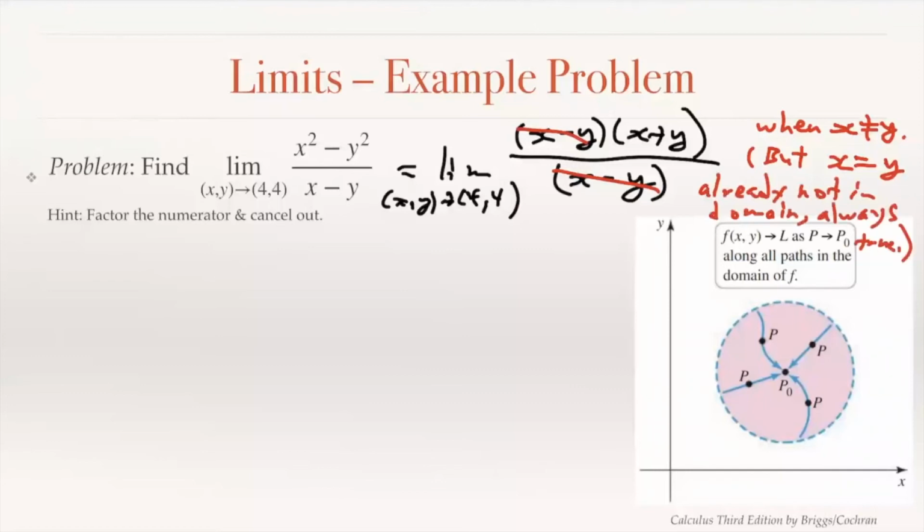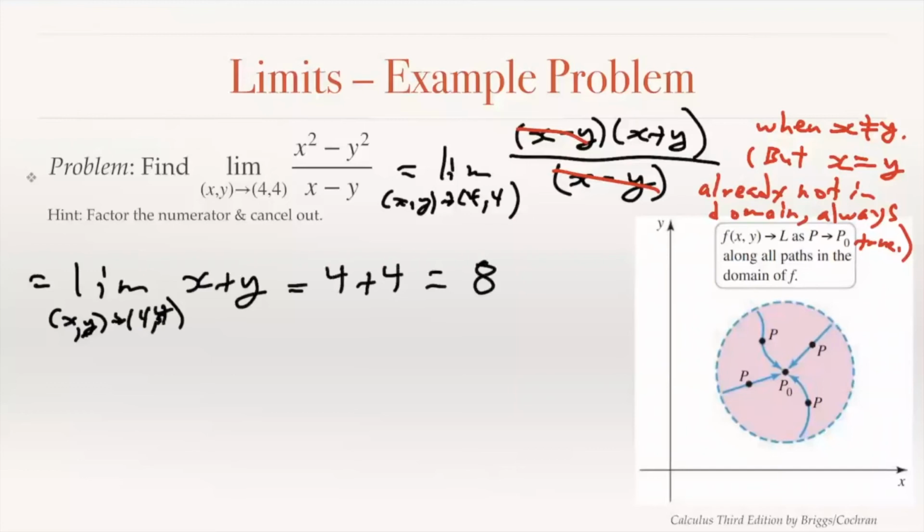And that means that it is always the case, because again, limits only make sense for values that are in the domain. If something's not in the domain, there's no sense in which it can be a valid approach, because it's not in the domain of the function. So this is exactly equal to the limit as (x, y) approaches (4, 4) of x plus y. And at that point, it's nice and continuous, linear in fact. So we can just plug in: 4 plus 4 is 8. So that limit does exist.